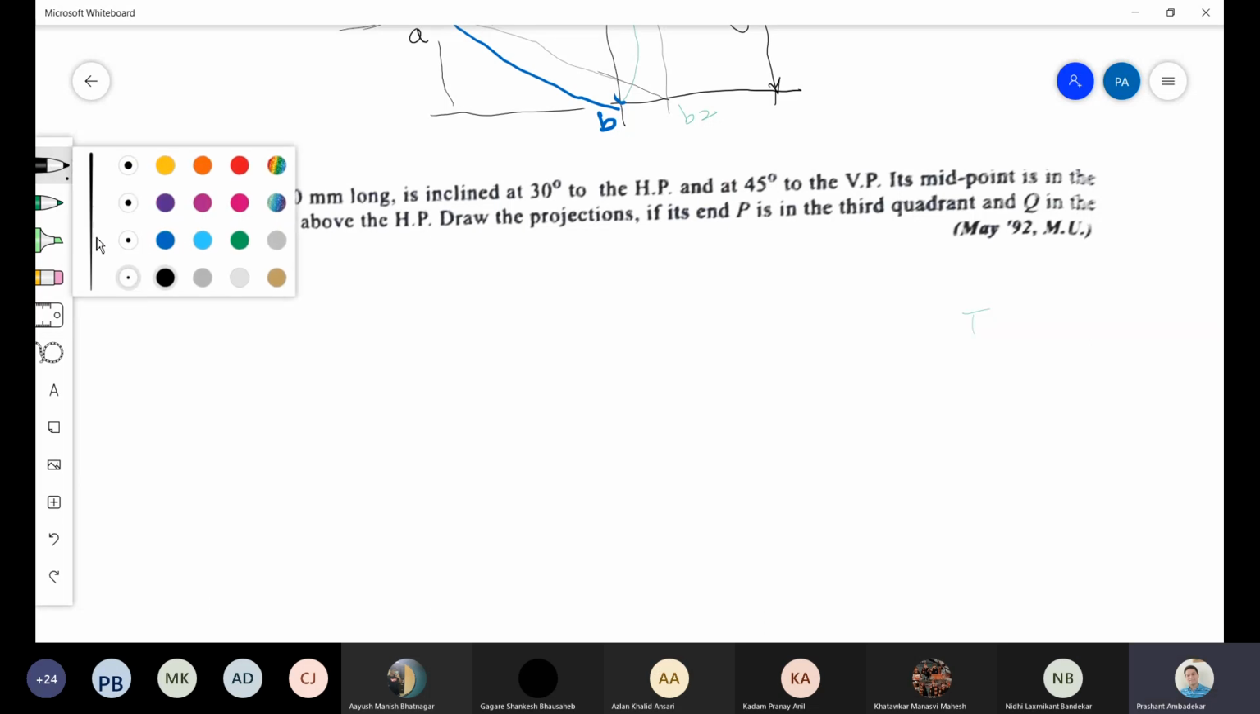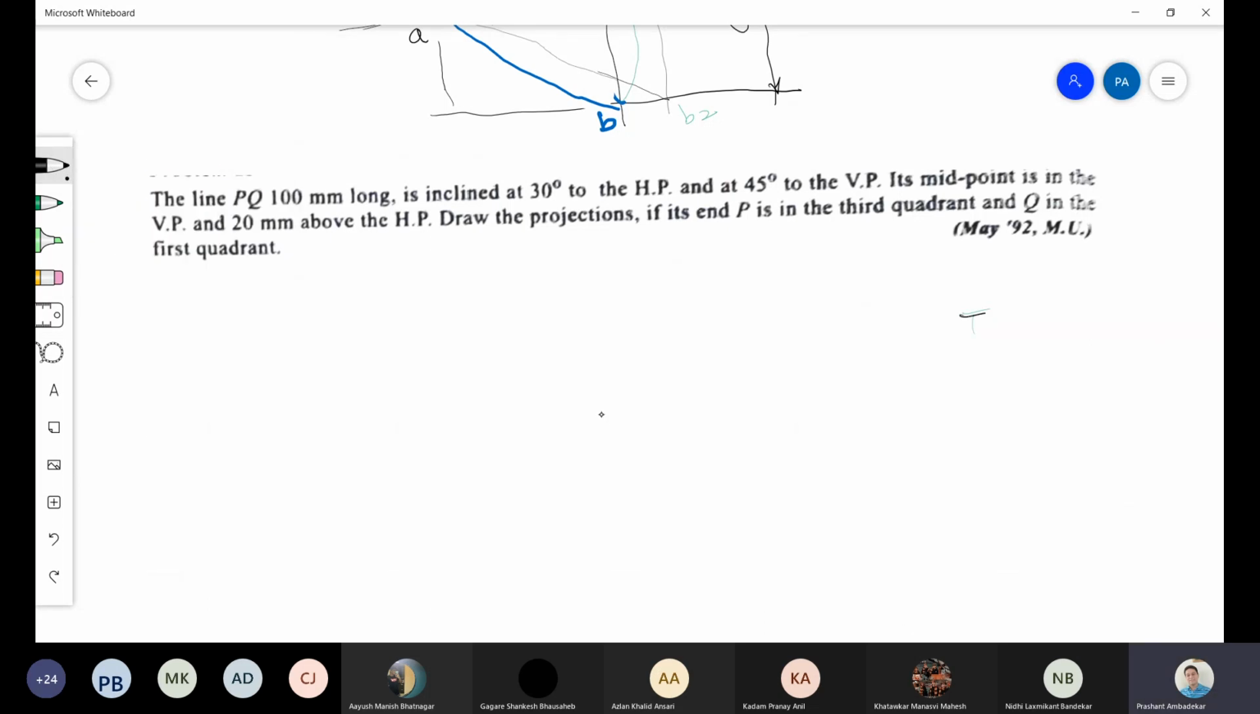Is there any student who still has confusion in identifying true length? True length is 100 mm. Inclined at 30 degrees to HP. What is this 30 degrees? This is theta, 30 degrees. What is phi? Phi is 45 degrees. Okay, till here it is okay. All of you will be able to solve, provided the positions of A and B are given, you can draw this.